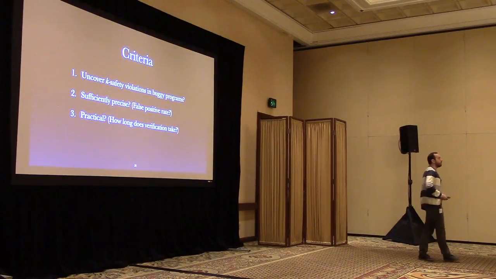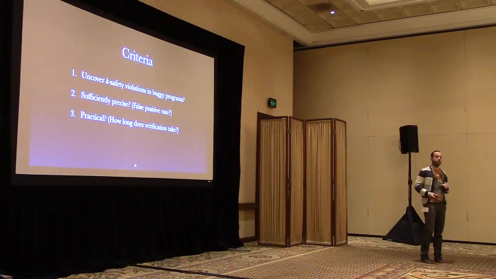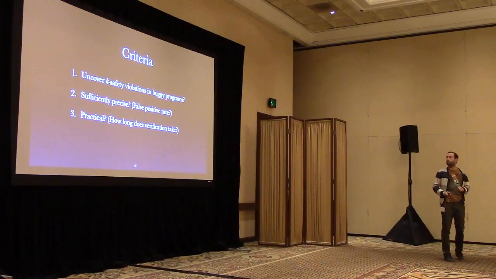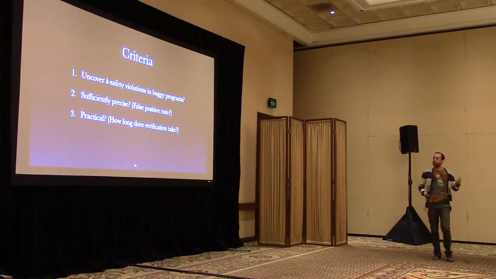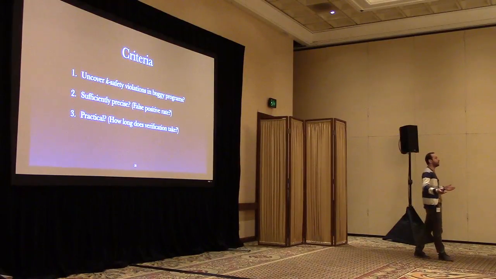Now, the criteria that we use to evaluate Descartes are, first of all, can we uncover k-safety violations in plugin programs? Second, is it sufficiently precise? How high are the false positive rates? And third, is it practical? Can we actually use Descartes to verify real Java programs?